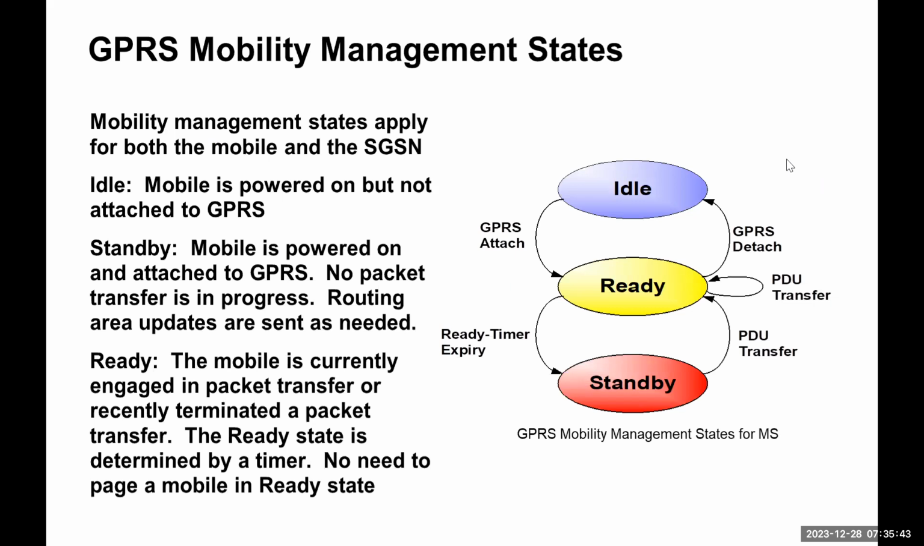And this one is the last slide, the GPRS mobility management. Mobility management states apply to both mobile as well as GSM. For GSM, it is only the idle and dedicated mode, but for GPRS, there are three states. The mobile has 3 states, that is idle, standby, and ready. Idle means the mobile is powered but not attached to the GPRS. And what does standby mean? The mobile is powered on and attached to the GPRS, but no packet transfer is in progress. Routing area updates are sent as needed.